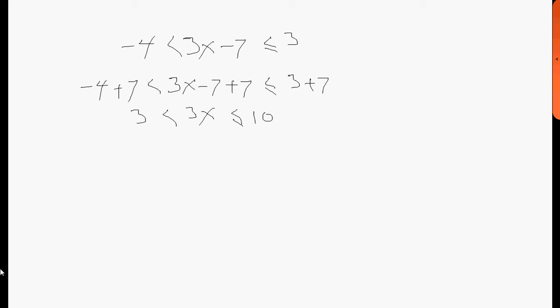Next I need to divide by 3. So I divide this by 3, this by 3, and this by 3. I get x isolated between 1 and 10 over 3, greater than 1 and less than or equal to 10 over 3. In interval notation, that's round brace 1 to 10 over 3 square brace. Notice that here I divided by 3, which is a positive number, so I didn't have to change the direction.